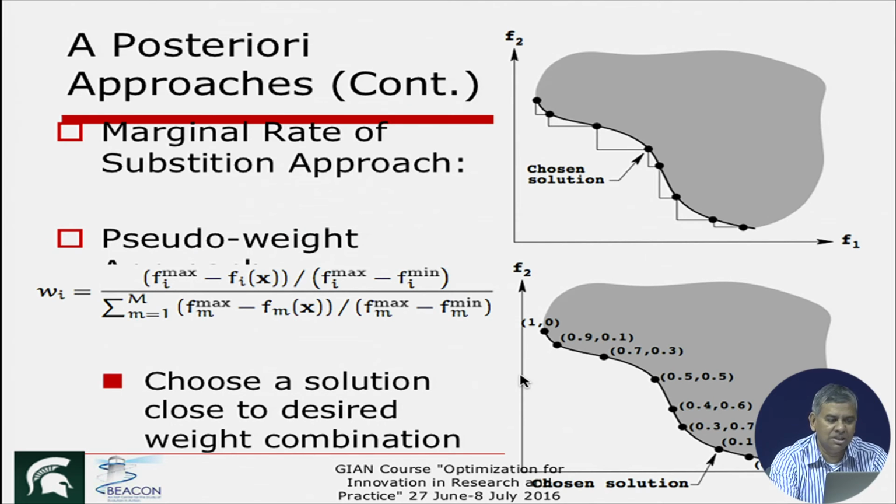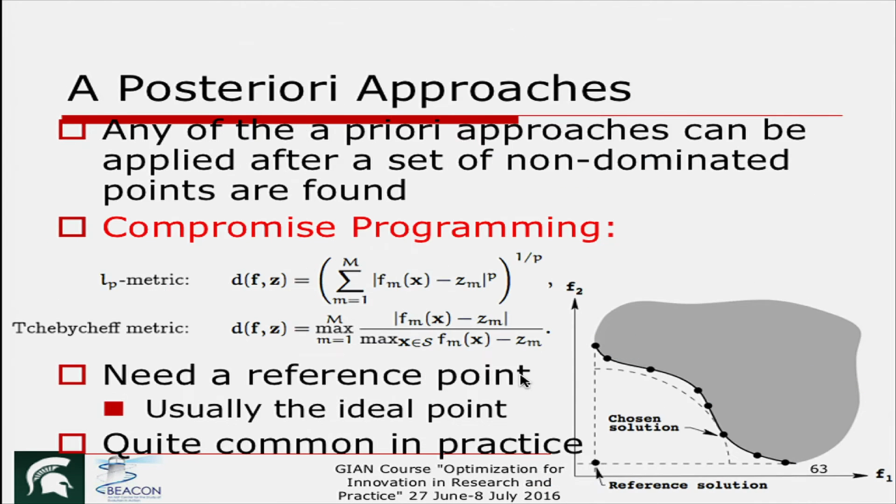Okay, there are other methods. There are some a posteriori approaches. One of the things people use is this. Once you find the front, okay, the set of points by an EMO algorithm, you go and find the ideal point of this. So this point and that point put together, and I find the ideal point.